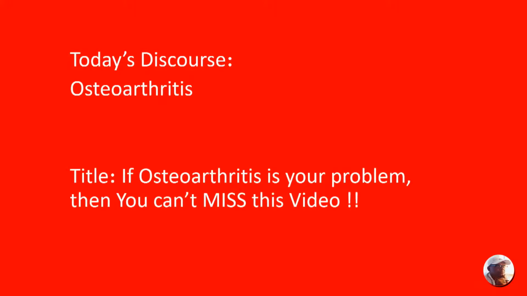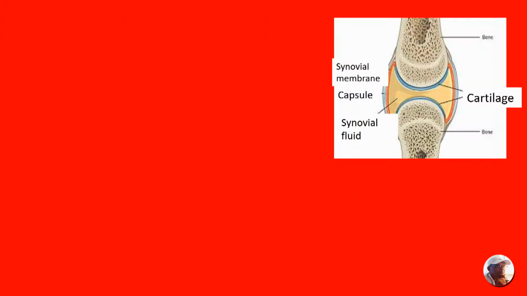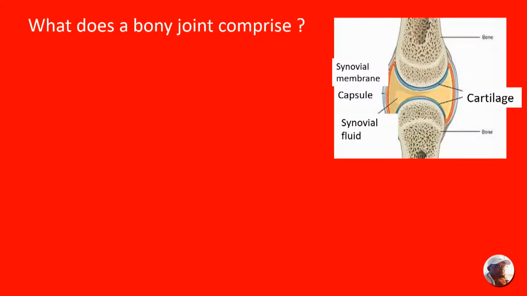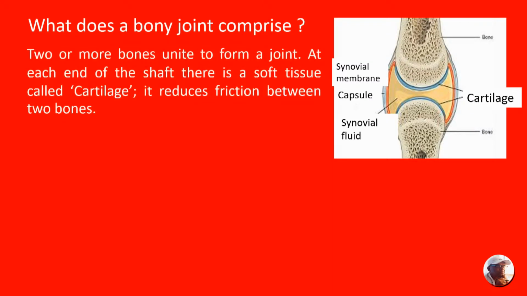Today's discourse: Osteoarthritis. Title: If osteoarthritis is your problem, then you can't miss this video. What does a bony joint comprise? Two or more bones unite to form a joint. At each end of the shaft there is a soft tissue called cartilage. It reduces friction between two bones.